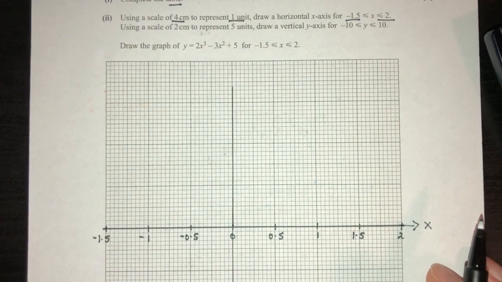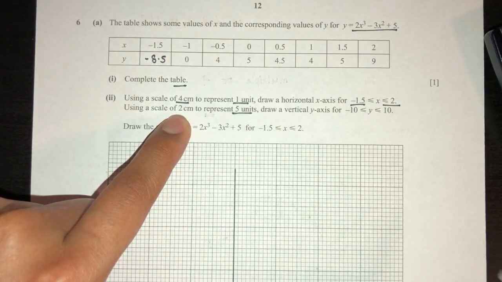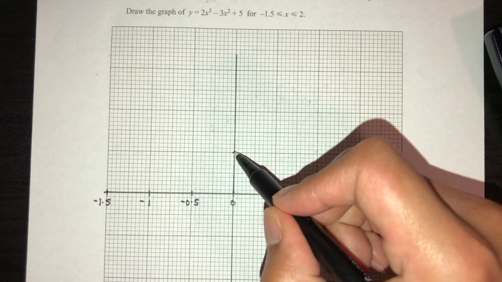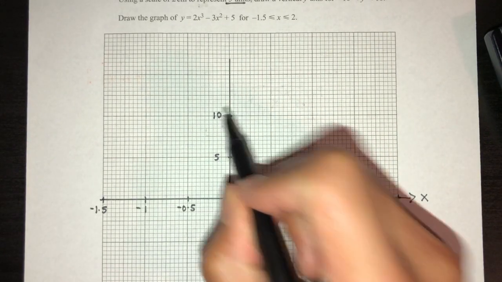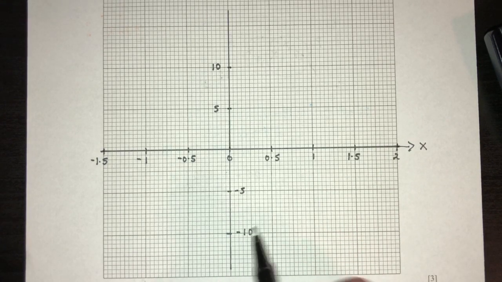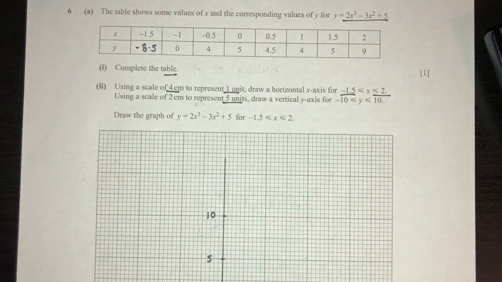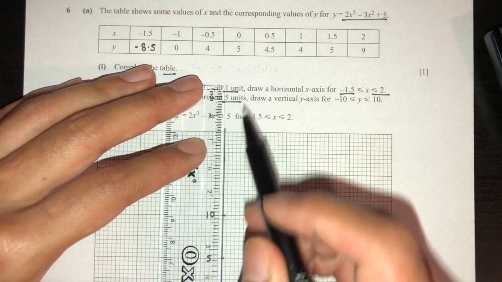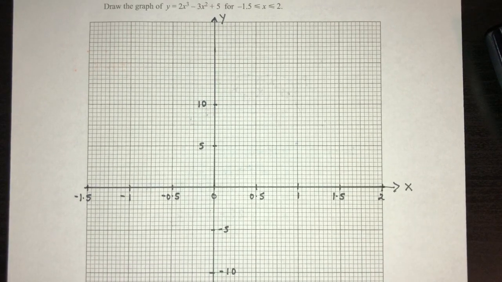Okay, so now your scale you have been given here is 2 centimeters for 5 units. So 2 centimeters will be 5, and 4 centimeters will be 10. So you have 5 and 10 right here. Same thing, minus 5 and minus 10 right here. We only need from minus 10 to 10, and this is minus 1.5 to 2. That is enough. Now let's continue this one and label this as your y, this as your x, and now we can plot the points.